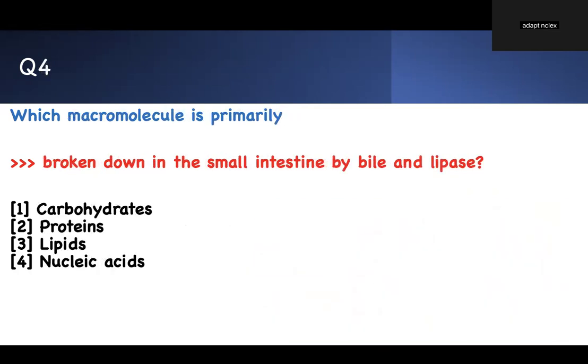Which macromolecule is primarily broken down in the small intestine by bile and lipase? Therefore, the answer choice you pick has to be a macromolecule. Second, it has to be broken down in the intestines, and it has to be done by what? Bile and lipase. Think about it. Carbohydrate, protein, lipids, and nucleic acid. Even if you don't know, there's something in the question. Bile and lipase, there's L-I-P. Therefore, I'm picking an answer choice that looks like lipase.